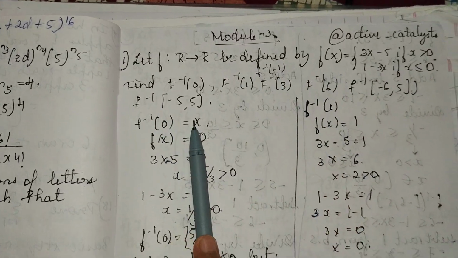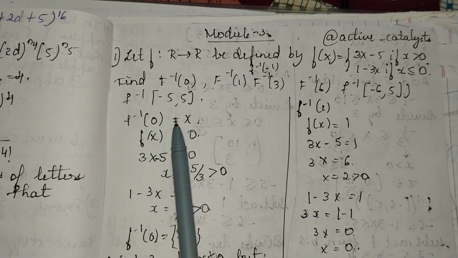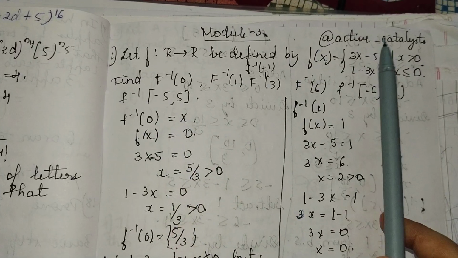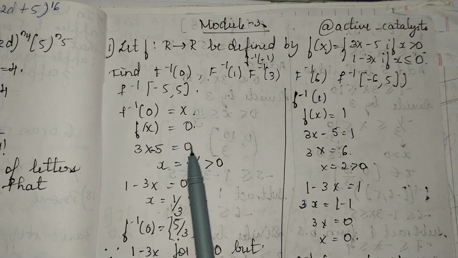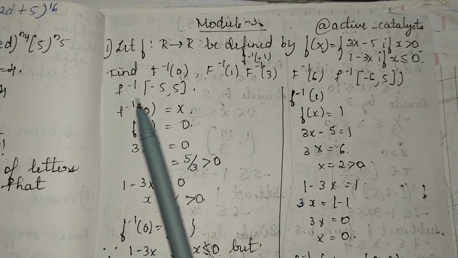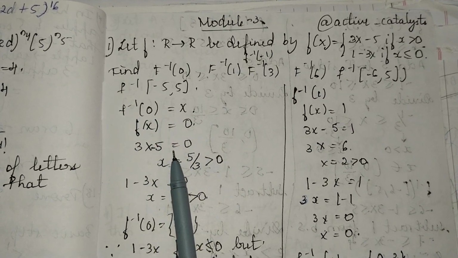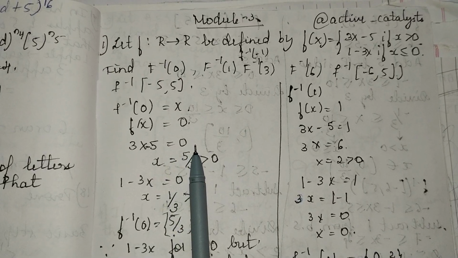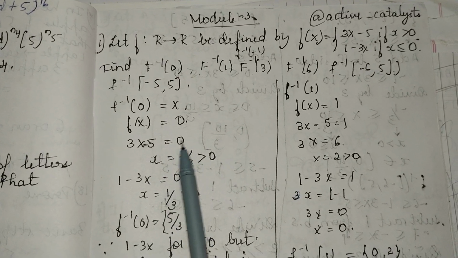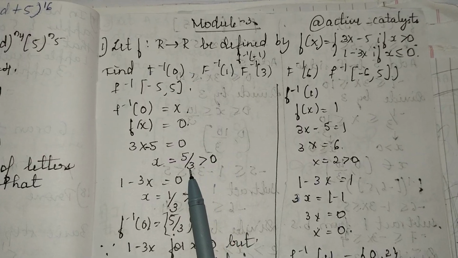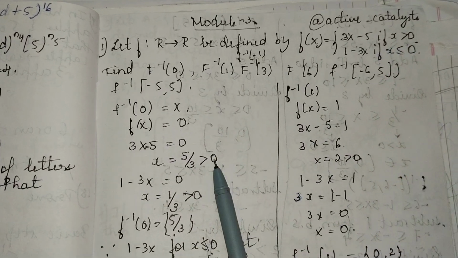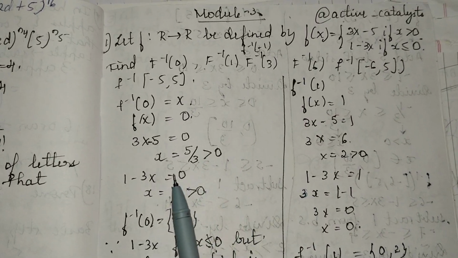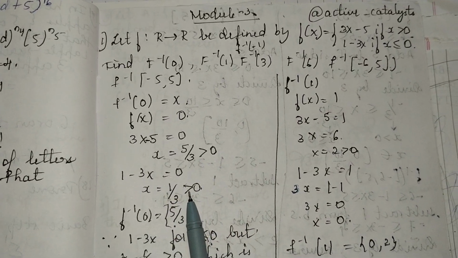Now to find this, first let us consider f inverse of 0. For the equation 3x minus 5 equal to 0, we have to compute it because we are finding f inverse of 0. So compute it for equal to 0. The answer you get is 5 by 3. Is it greater than 0? Yes. According to the condition, it is satisfied, which means we can consider this value.